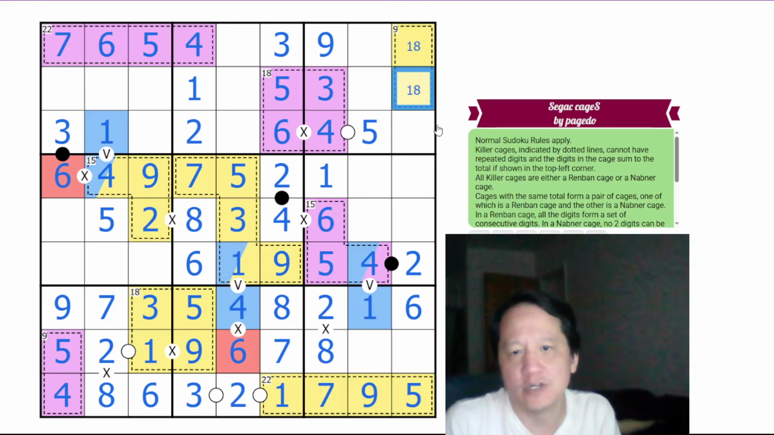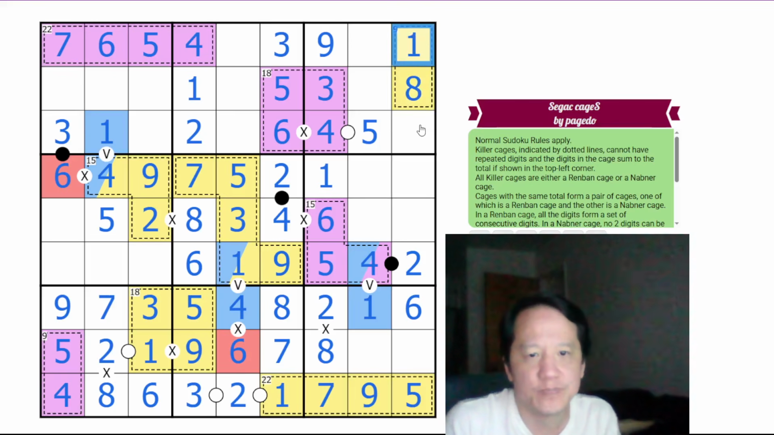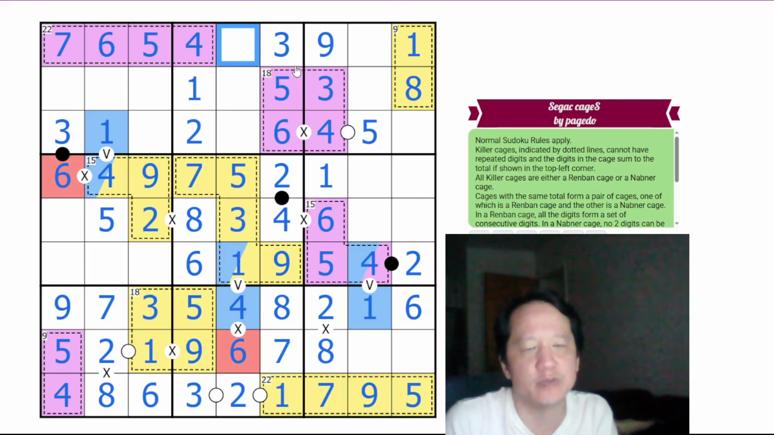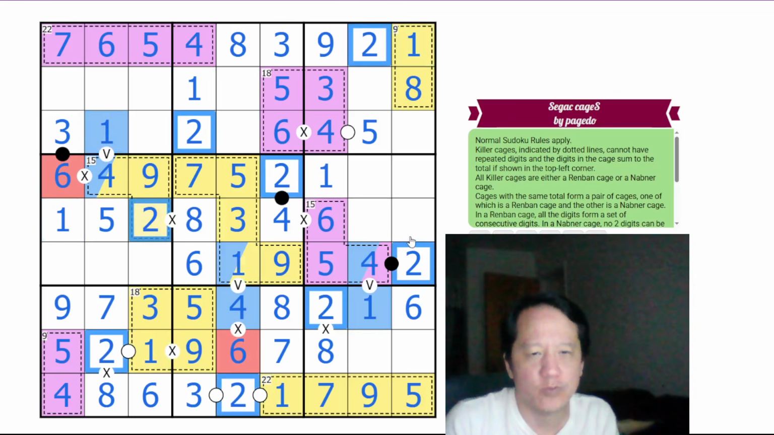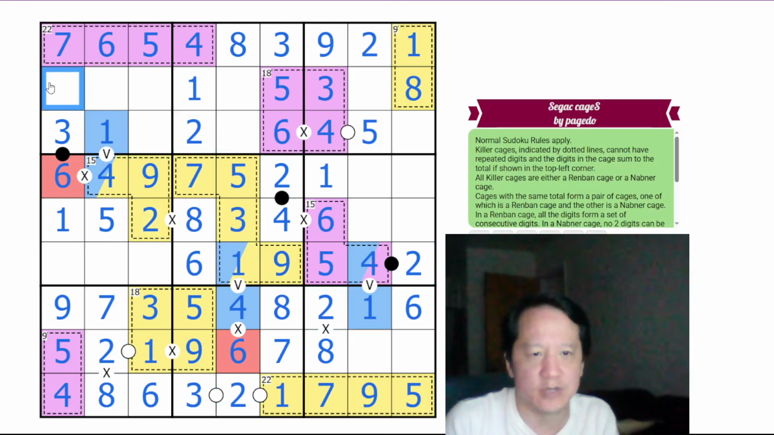1 eliminates 1 here, so that's 8 and 1. 2 in row 1 cannot be here because of 2 in the column, so this must be 8 remaining, which makes that 2. We have 8 ones. We know where the last one has to be. It has to be there. We have 8 twos. We know where the last 2 has to be. It has to be there.